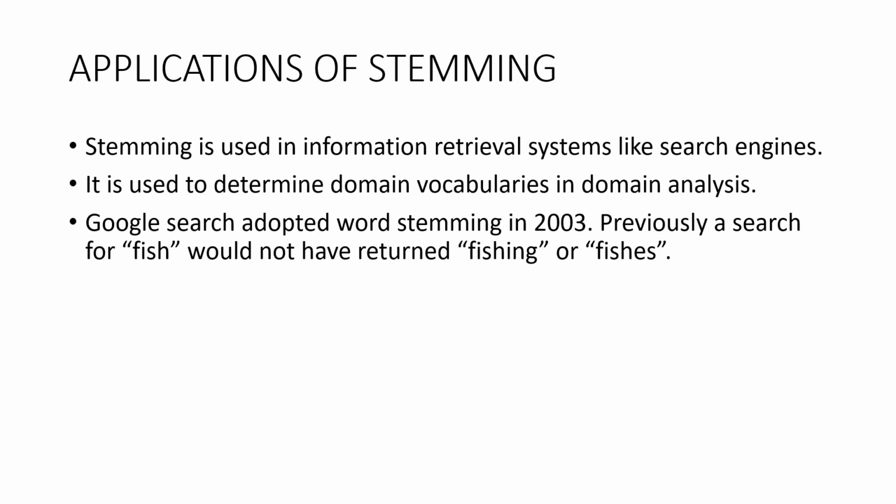So these are the concepts behind that algorithm. Now I am going to tell about the applications of stemming. What are all the applications? Stemming is used in information retrieval systems like search engines, Google. It is used to determine domain vocabularies in domain analysis. Google search adopted word stemming in 2003.